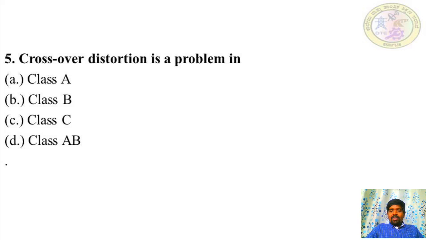See, here I am saying crossover distortion is a problem in class B amplifier, but in the last slides I mentioned it can be overcome by class AB. Here they are not asking how to overcome it. Here they are asking in which amplifier the distortion will appear. So the answer is class B.